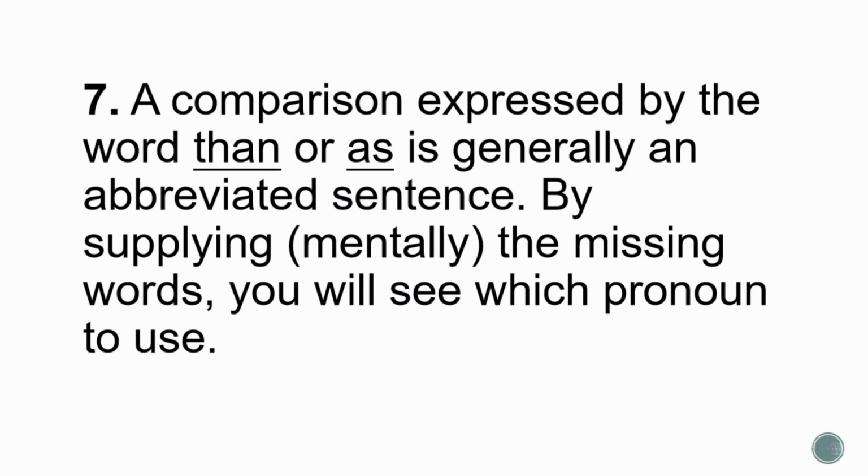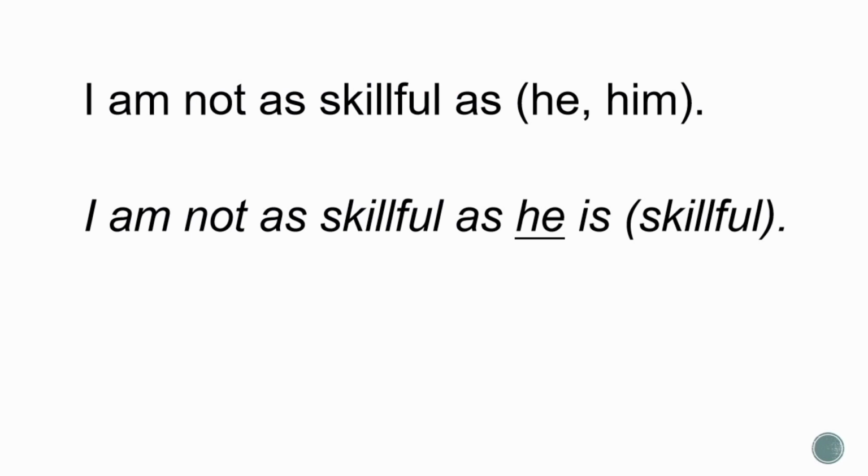Rule number 7 says a comparison expressed by the word than or as is generally an abbreviated sentence. By supplying mentally the missing words, you will see which pronoun to use. First example, I am not as skillful as he or him. Can you guess which pronoun we should be using? The answer is he, because if you mentally supply the missing words, the sentence would run this way. I am not as skillful as he is skillful.